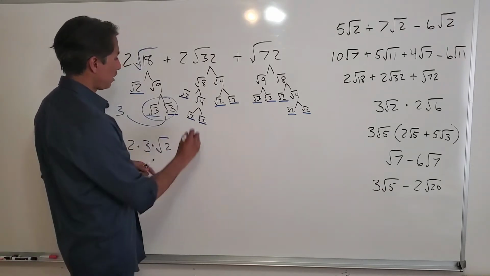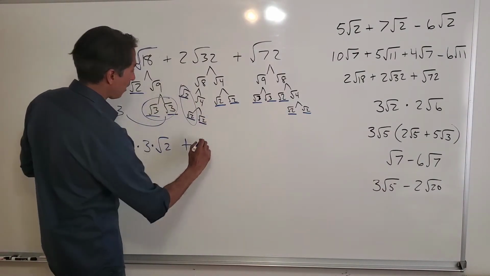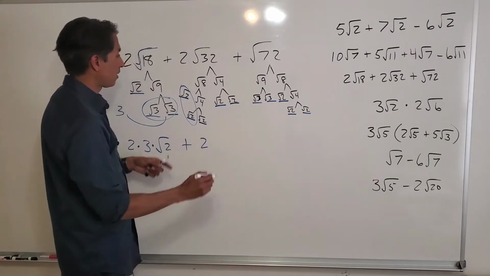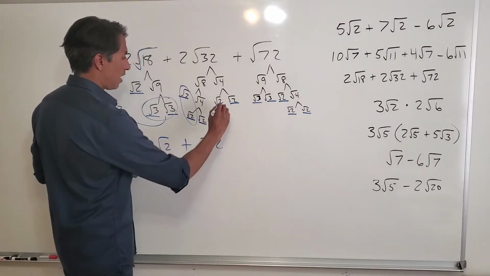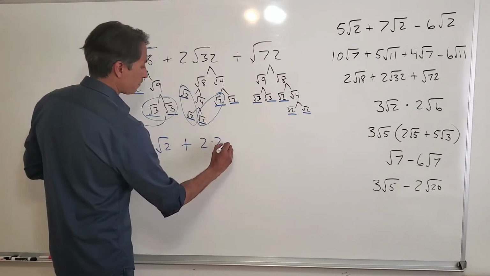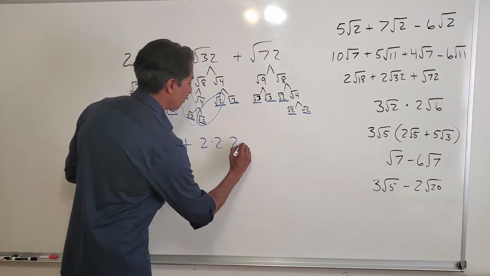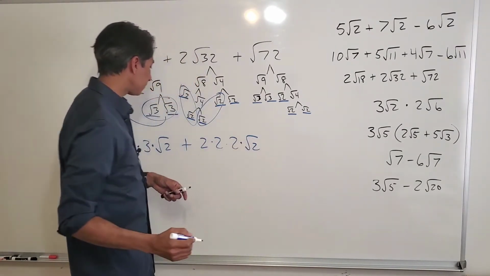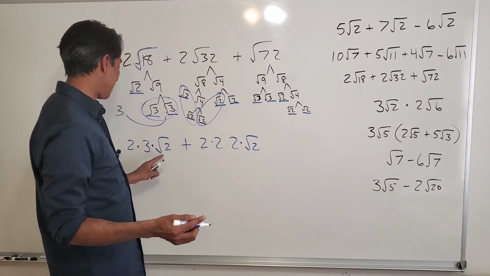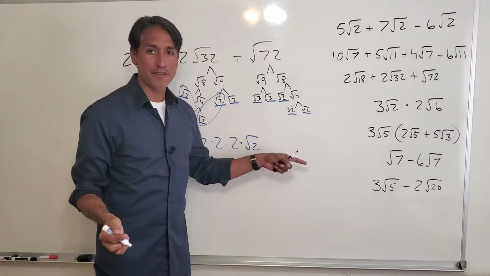The next one here, do I have a double? I got a double there. Well, let me rewrite the 2 that I started with. Then I have my double. Then I have another double. And I'm left with a square root 2. Are you starting to notice that I'm ending up with a square root 2 for all of them?